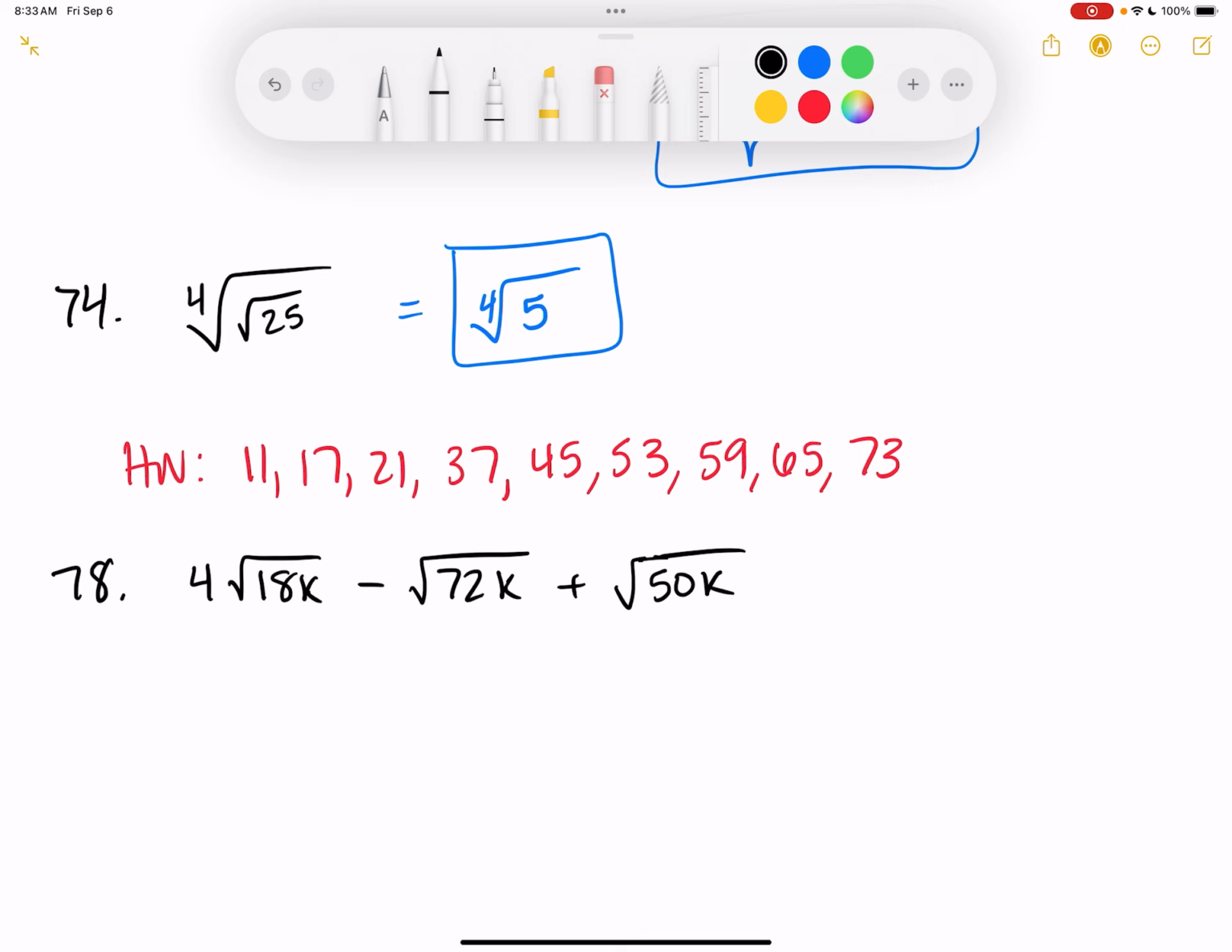So I'm going to break down 18k first. Obviously, they each have a k in them. There's only one of them. Those aren't going to come out, so I just leave that. But as far as 18 breaks into what? 2 and 9, and then 9 would be 3 and 3. So you could have broken it down initially either way. But this allows me to take out a 3. So when I rewrite this one, I will have 4 times 3, so that's going to be 12, times the square root of 2k, because 2 is what was left.